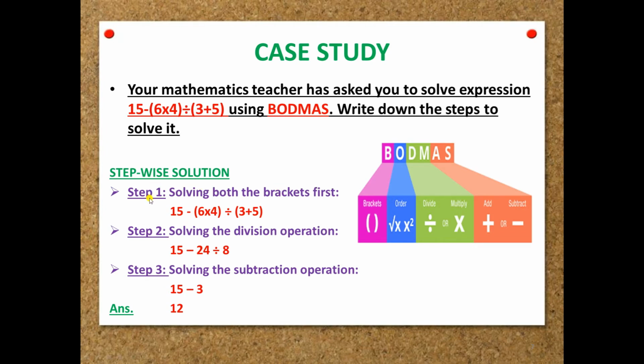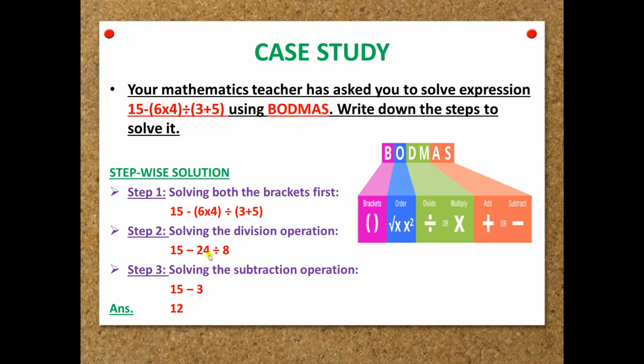Step 1, solving both the brackets first. So here we have first bracket 6 multiplied by 4, that is 24. Okay. Another bracket is 3 plus 5 is 8. Right. Now see second step, solving the division operation first. Why? Because we have the priority that we have to solve the expression in this order. We have solved the brackets, now we will solve division operation. Okay, then we will solve multiply, then add, then subtract.